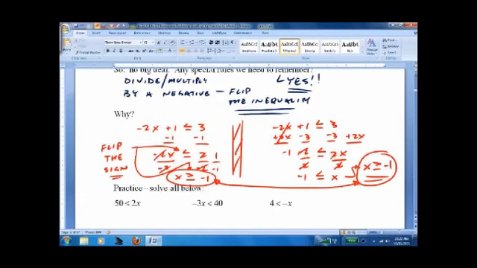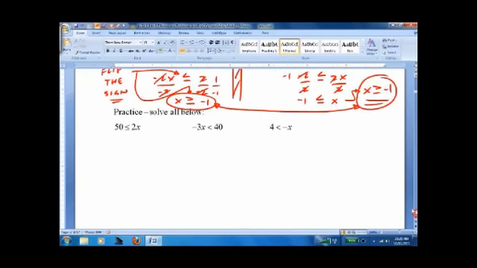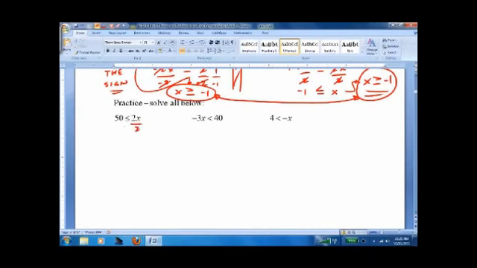When you're multiplying or dividing by a negative, not if you multiply a negative, if you multiply or divide by a negative. For example, if you do this, you divide by 2, this is not negative. Therefore, the sign stays the same. Be careful. Practice makes perfect. So here's 3 to practice. Divide by 2. No negatives involved, so it's a piece of cake.